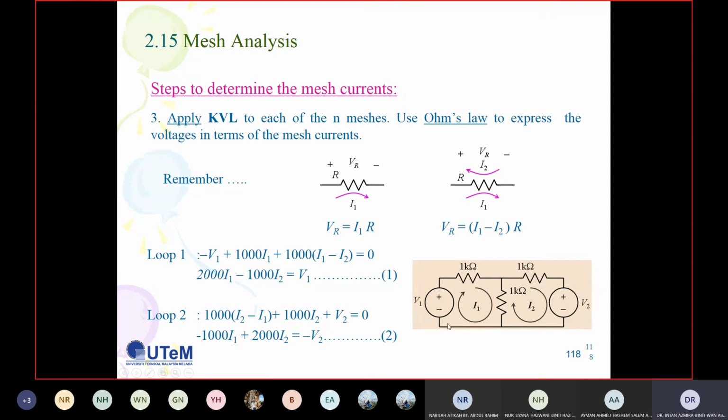Okay. You can directly write this equation, okay, without writing this step. How? Okay. Loop 1, this is loop 1. Please count how many resistances are in loop 1.